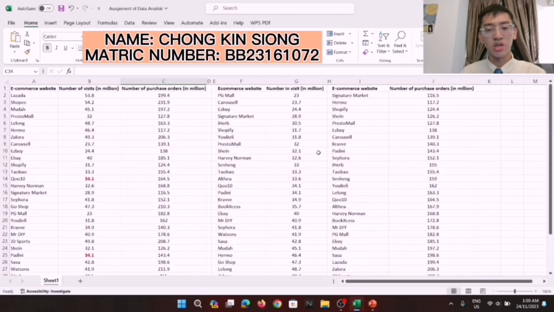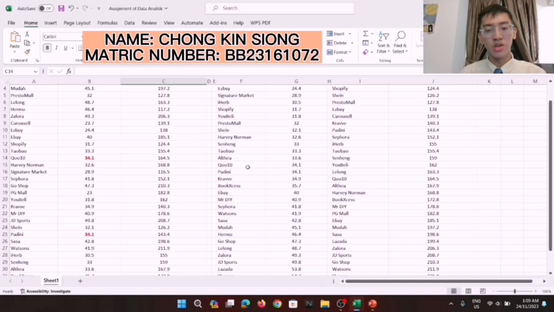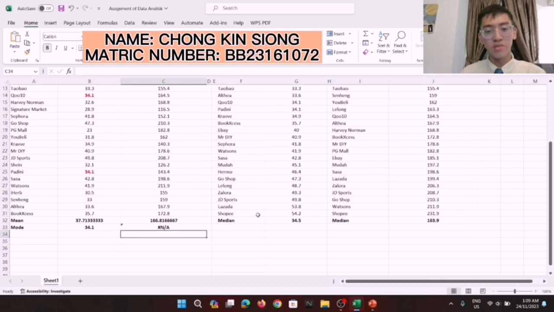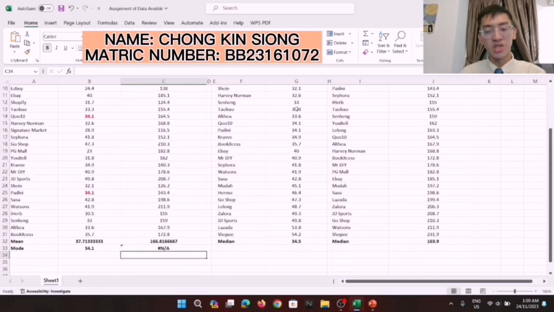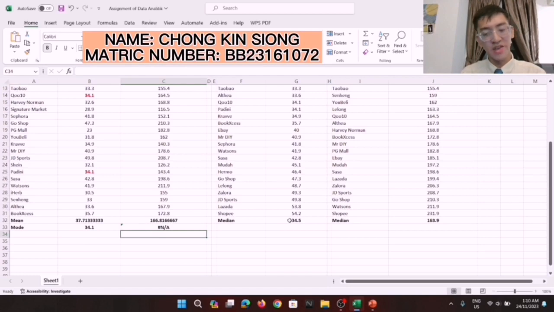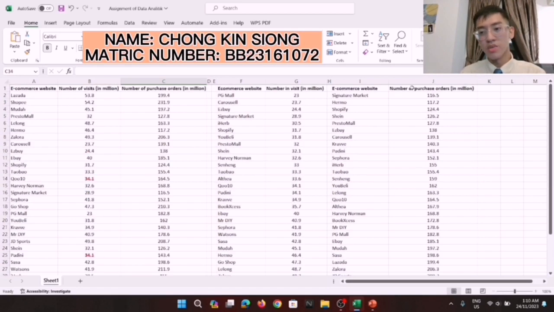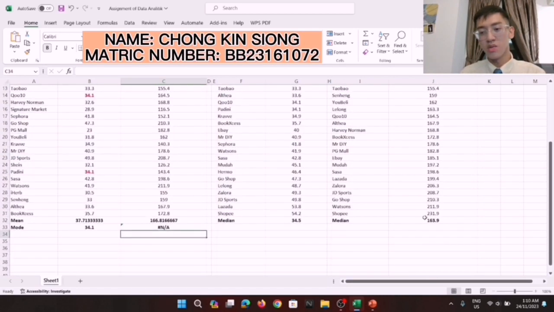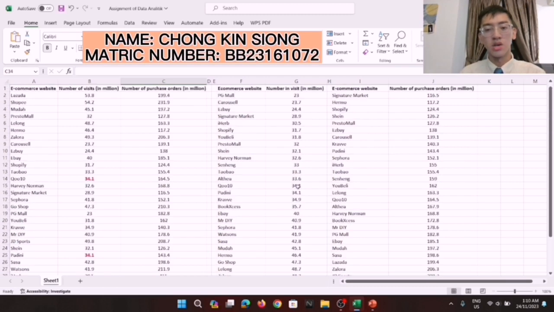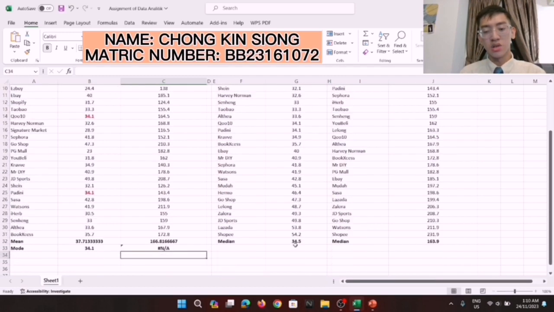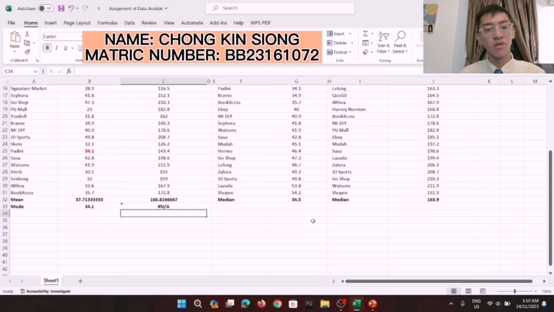So after we calculated the median with the formula of median, which is calculated by adding the 15th value and the 16th value and dividing by 2, we found that the median in the number of visits in million is 34.5. In the number of purchase order in million it is 163.9, which is larger than the number of visits in million, which is 34.5. So that is all from me.